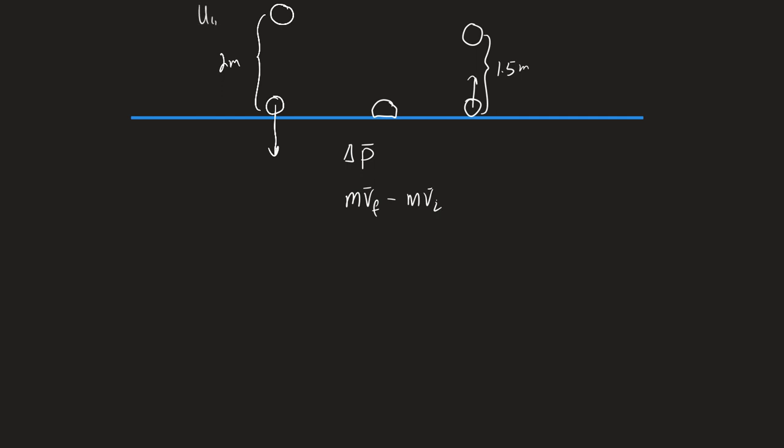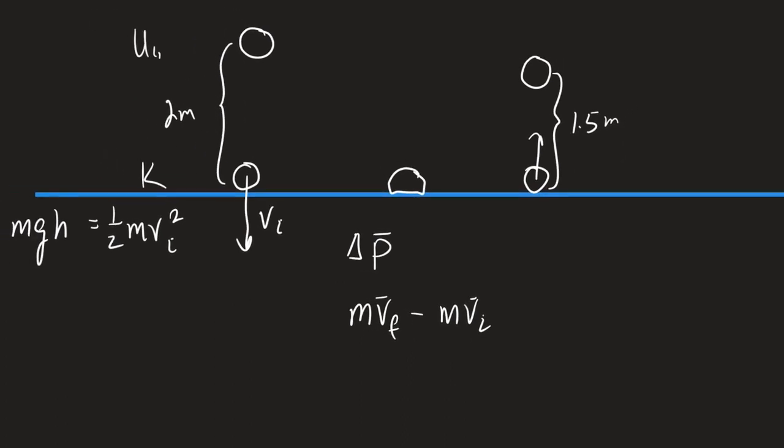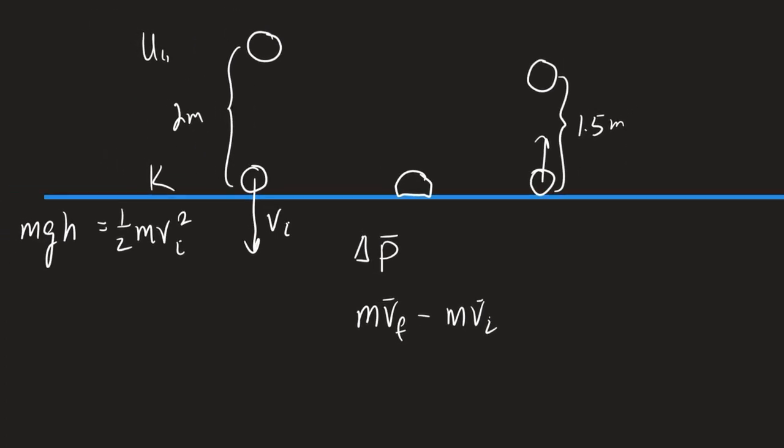Gravitational potential energy there at the top gets converted directly into kinetic energy just before it reaches the ground. So mgh equals 1/2 mv initial squared. This is the initial velocity. Cancel the m's, solve for initial velocity, and that's going to be the square root of 2gh, where h is 2.